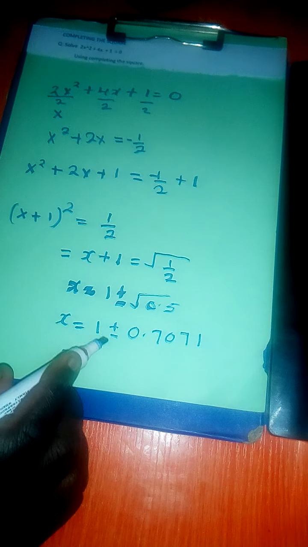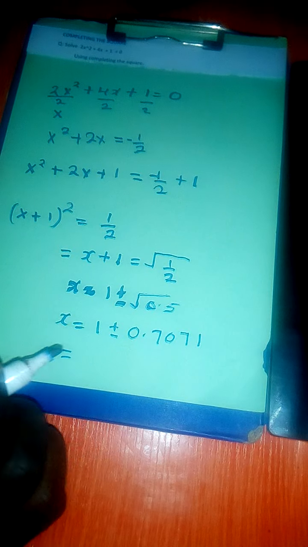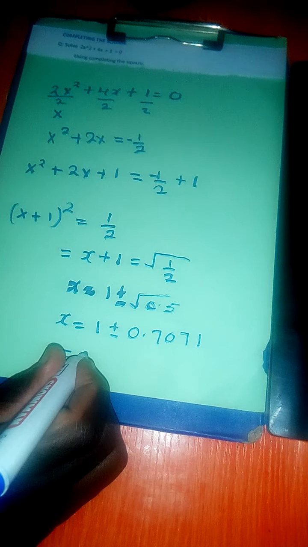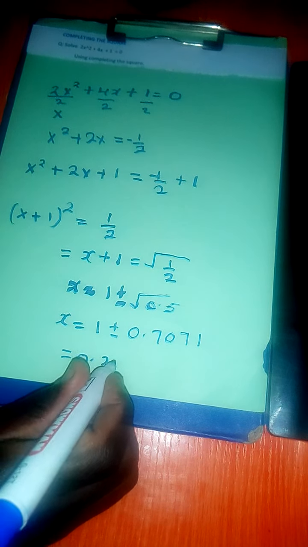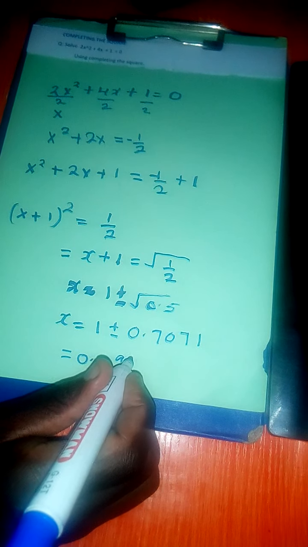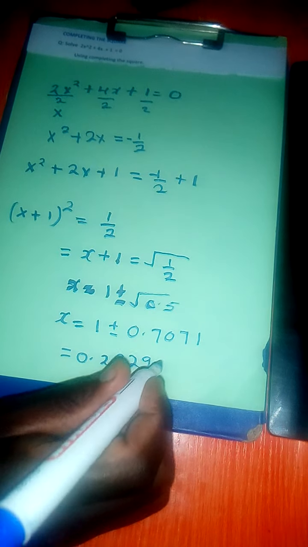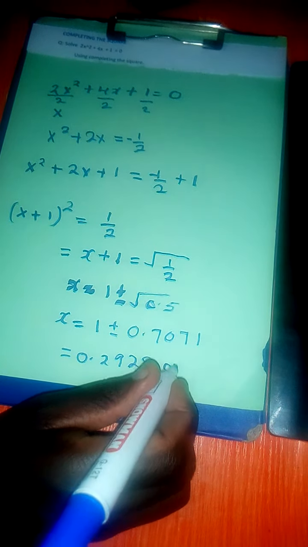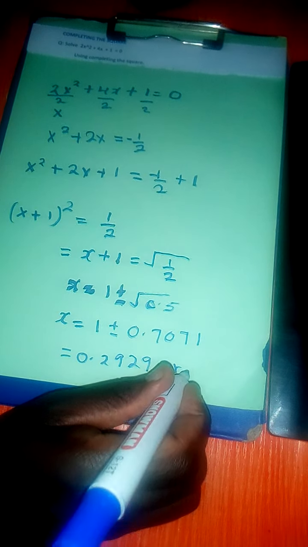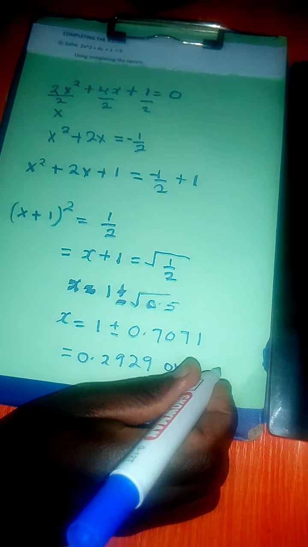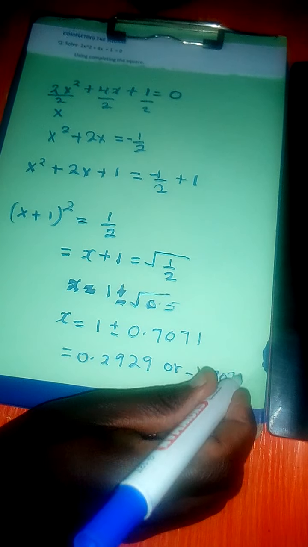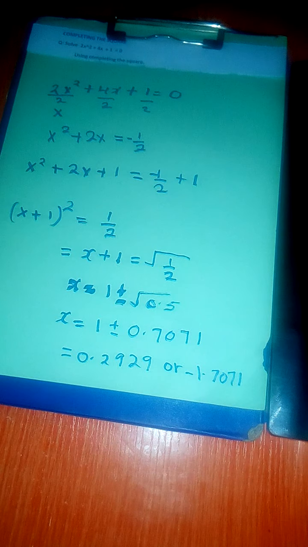So the value of x finally will be, if we add or subtract that from negative 1, we shall have 0.2929 or negative 1.7071. Very important.